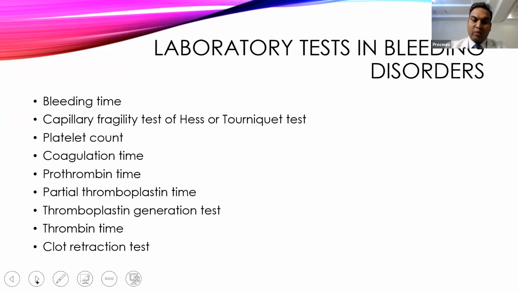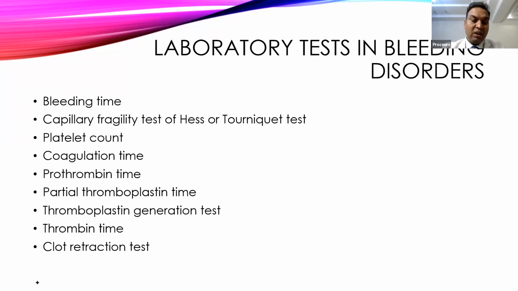Okay. Then we come to the laboratory tests for bleeding disorders. I will not go into detail, but these are a few tests, like bleeding time, where we see how long the patient bleeds. Then the capillary fragility test, which is important to see the integrity of the blood vessels, as you can see in vitamin C deficiency. Whenever the blood vessels are affected, this test can come positive.